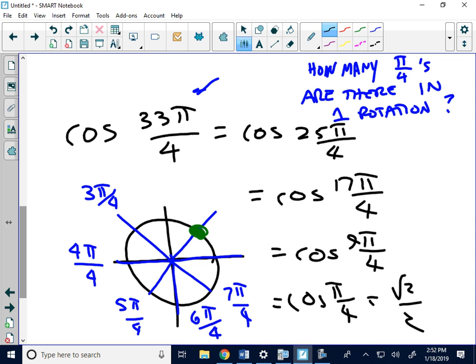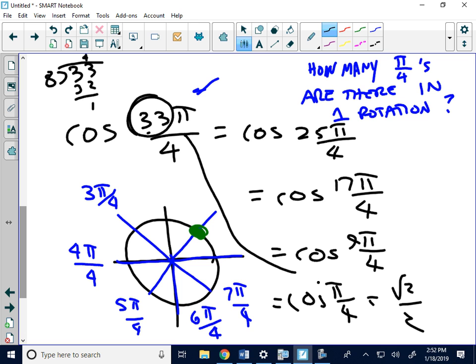As you play with these over the weekend, you've got 3 days to do this. Think of some creative ways. My suspicion is you're going to divide this by 8. 33 divided by 8. I don't care how many times it goes in. That's just the number of full rotations. I want to know what's left over. 8 goes into 33 4 times. How many left over? 1, right. So there's my full rotation, and that's what's left over. So this is the same as this. Just put a 1 there, 1 pi over 4.